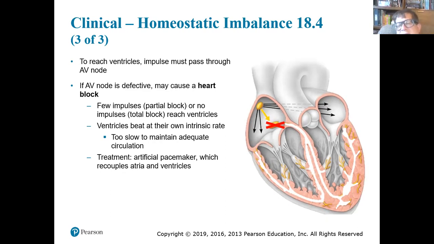And then the ventricles are going to beat at their own rate, but it's going to be too low to be useful to you. The reason why is that we do have a third ultra slow pacemaker right here in the AV bundle, but 30 beats is not going to keep you running. So treatment, what do you do if you have a block? You could put an artificial pacemaker in here, which will recouple the atria and the ventricles.